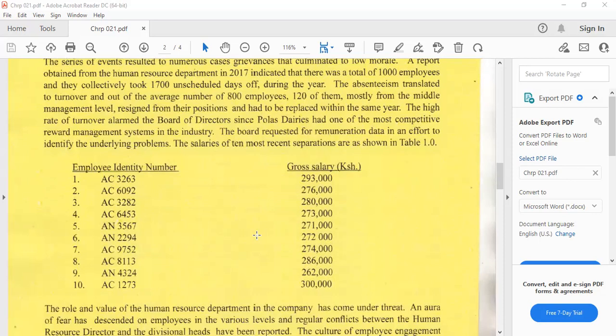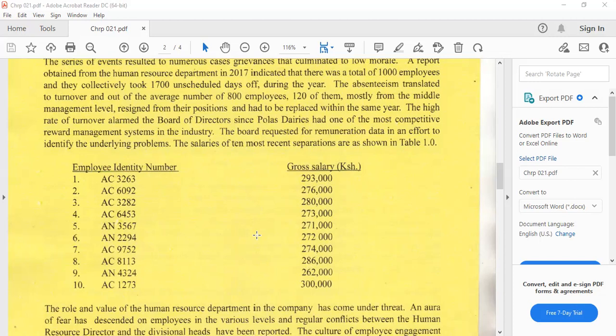A report obtained from the Human Resource Department in 2017 indicated that there was a total of 1,000 employees and they collectively took 1,700 unscheduled leave days during the year. The absenteeism translated to turnover, and out of the average number of 800 employees, 120 of them, mostly from the middle management level, resigned from their positions and had to be replaced within the same year.